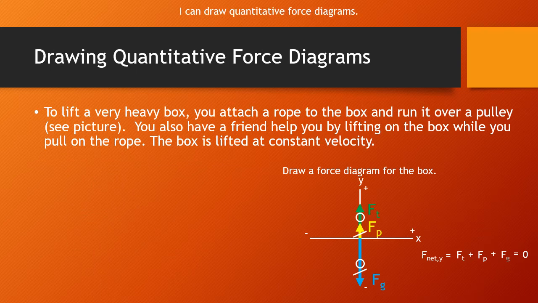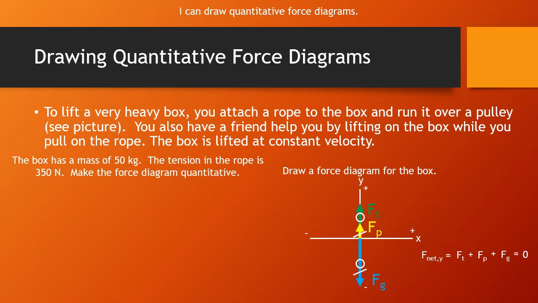All right, let's take a look at the next success criteria now. I can draw quantitative force diagrams. Well, we already have a force diagram. To make it quantitative, we need to put numbers with it. Now at this point, I haven't given you any information that would allow you to put numbers with it, but let's say I told you this. The box has a mass of 50 kilograms. The tension in the rope is 350 newtons. Make the force diagram quantitative.